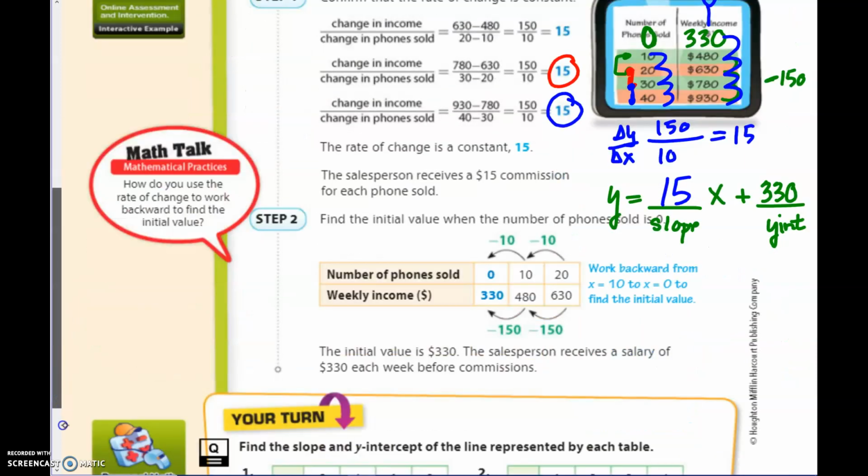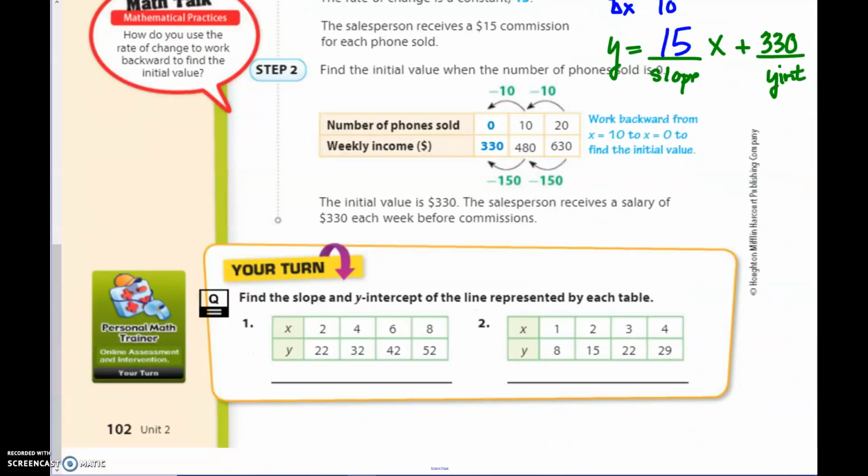Okay, I think we have a your turn here down at the bottom. So I want to run through these and then we'll get you going on your homework. So find the slope and the y-intercept. And it doesn't matter what order you do these problems in, if you find the slope or the y-intercept first or second. But remember, to find slope, we can take two ordered pairs, and it doesn't matter which two you take, and then do the change.